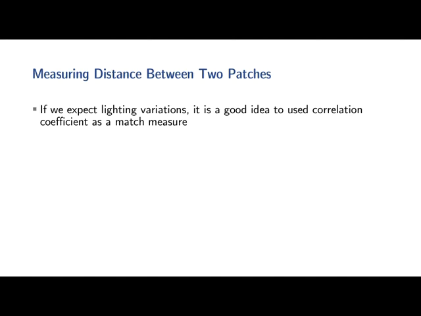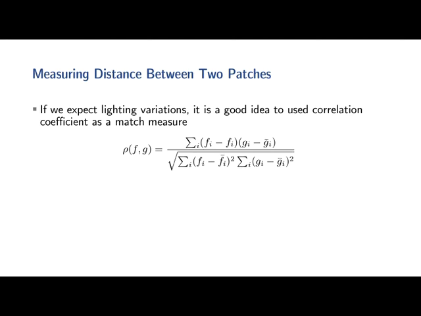Okay. So we are expecting lighting variations maybe in our scene. If we are expecting that, I need a distance measure which also caters to that. And one very good distance measure is actually the correlation coefficient, something we were talking about earlier in the slides. Correlation coefficient has this definition: rho between f and g, two vectors f and g, is f minus, oh, there's a bar missing here, sorry, f minus f bar.